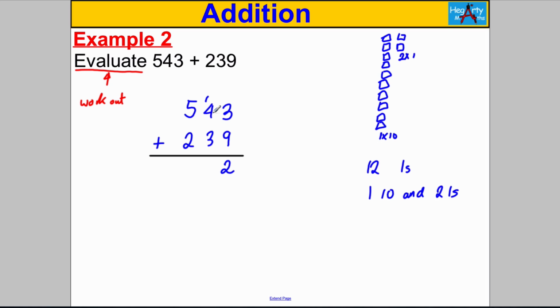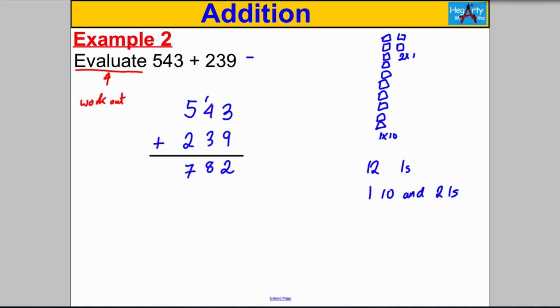1 ten add 4 tens is 5 tens, add 3 tens is 8 tens, so we can write an 8 here. And 500s plus 200s is 700s. So this case was slightly harder because we had to carry a 10 we had created in the ones column over to the tens column, and that's called carrying.